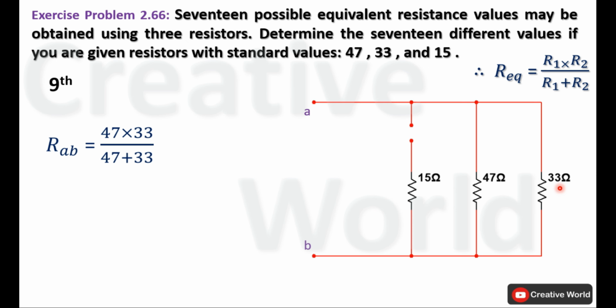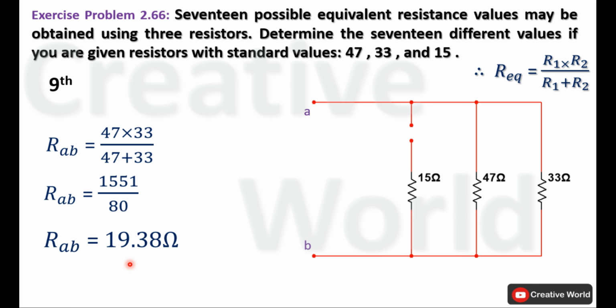Place values inside the equation. Product of 47 and 33 will become 1551 and sum of 47 and 33 will become 80. Divide 1551 with 80. The value of RAB will be 19.38 ohm.